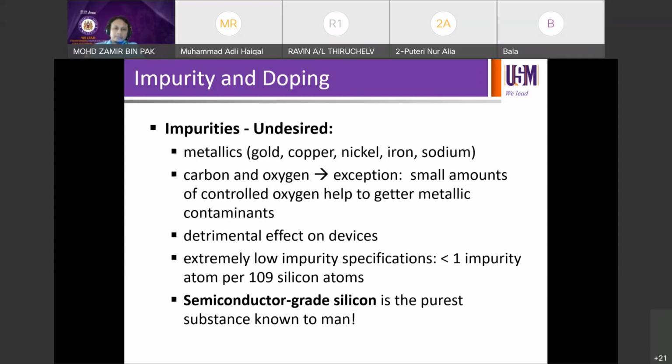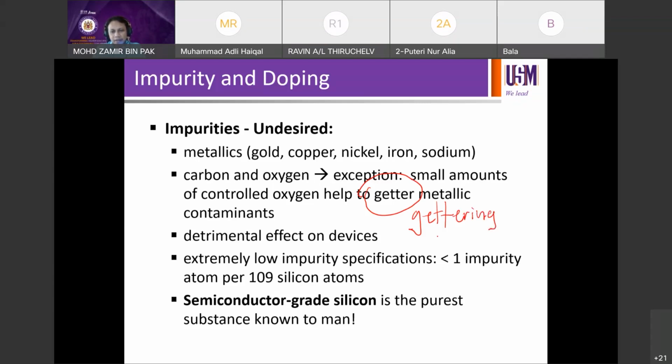Carbon and oxygen are other examples. Exception: a small amount of controlled oxygen helps to getter metallic contaminants. So you don't want to have carbon and oxygen in the silicon lattice as well. But when you do the crystal growth, later on, particularly when you learn about the fabrication processes, you're going to see that a little amount of oxygen does help in the gettering process. Gettering here, getter is a verb, but the process name is called gettering.